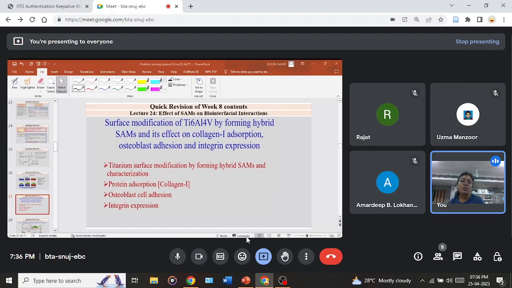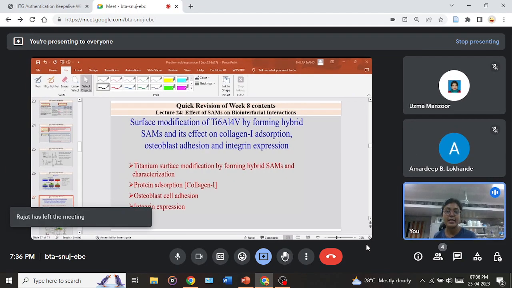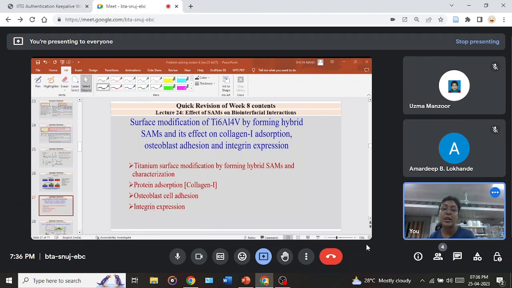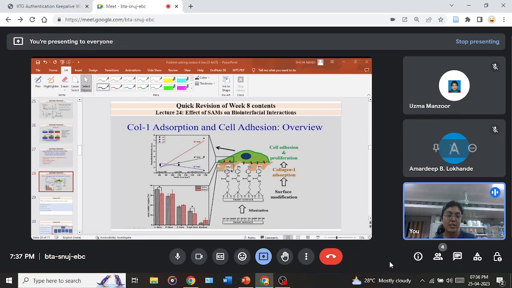Another example that was also studied in this particular lecture was the surface modification of Ti6Al4V by forming hybrid SAMs and its effect on collagen 1 adsorption, osteoblast adhesion, and integrin expression. So the titanium surface was modified by forming hybrid SAMs and characterized. Then protein adsorption, that is the collagen 1 adsorption, was studied. Then its osteoblast cell adhesion and integrin expression was studied. The percentage of cells adhered basically helps to know how well your modified surface is working.